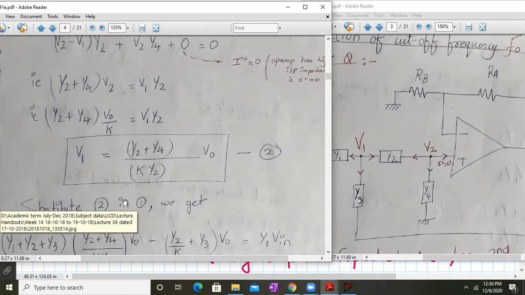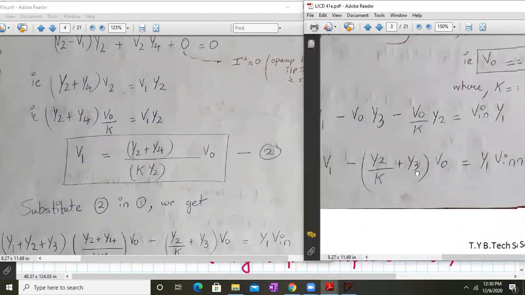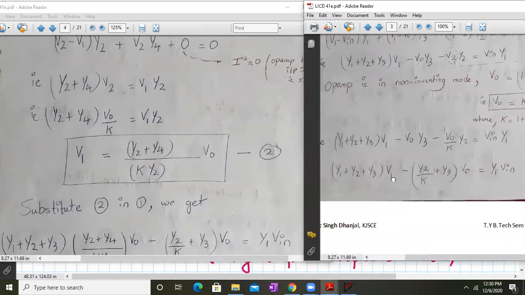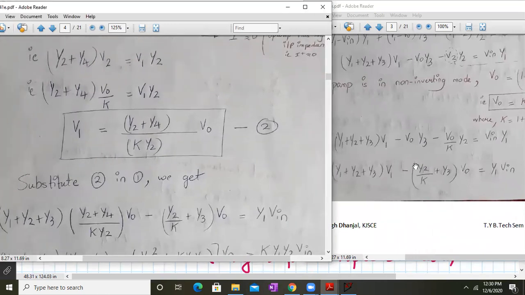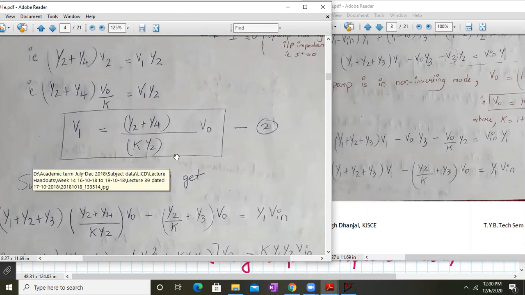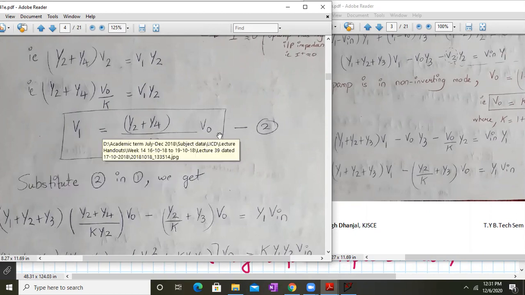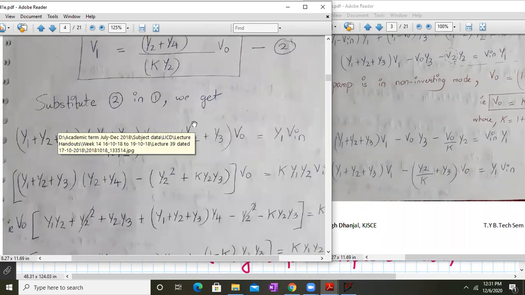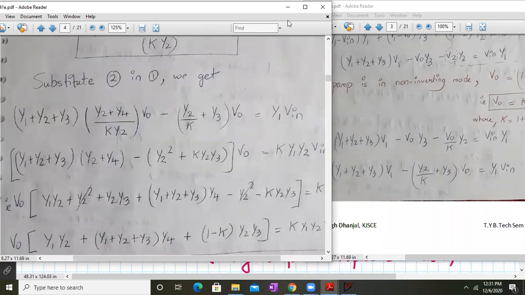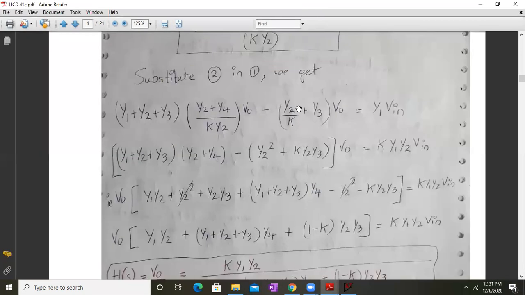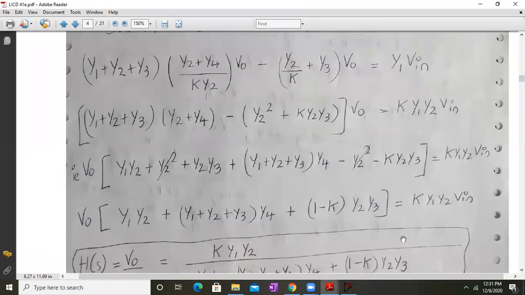Next we substitute equation number 2 in 1. So this is our equation number 1. Whenever we have a V1, we substitute (Y2 plus Y4) upon (K Y2) into V0 in place of V1. Basically, we are trying to establish the Vout and Vin relationship, so we are eliminating V1 over here. So we got this expression now. Okay, so you have all the terms now.